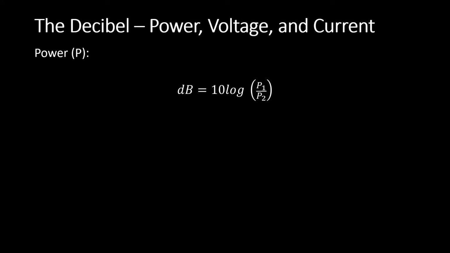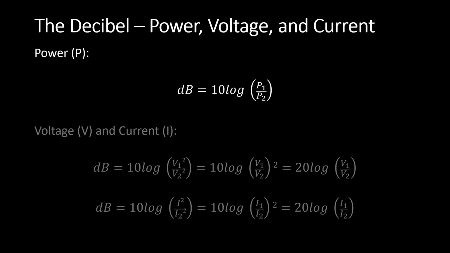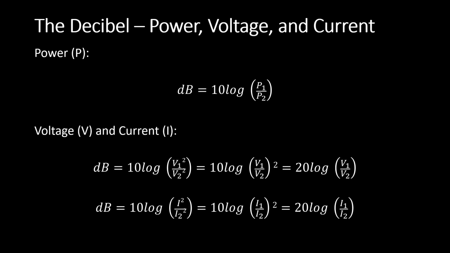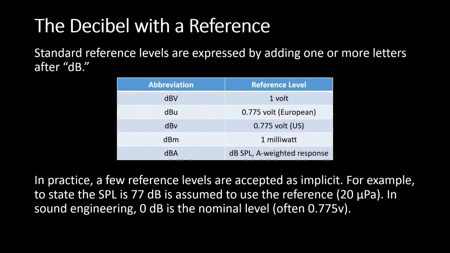So if you remember, power was 10 times the log of P1 over P2. Voltage and current are both 20 times the log of V1 over V2, or I1 over I2, where I is the symbol for current. We also discussed that the decibel was sometimes expressed with a reference.